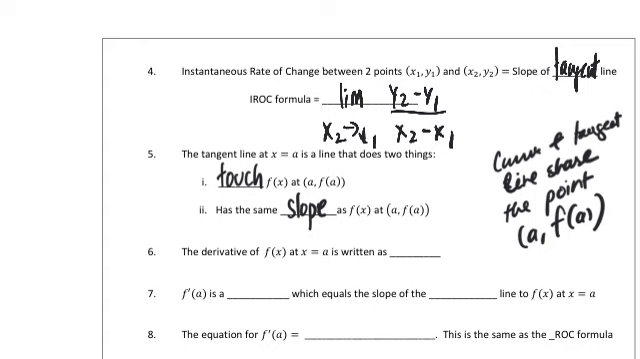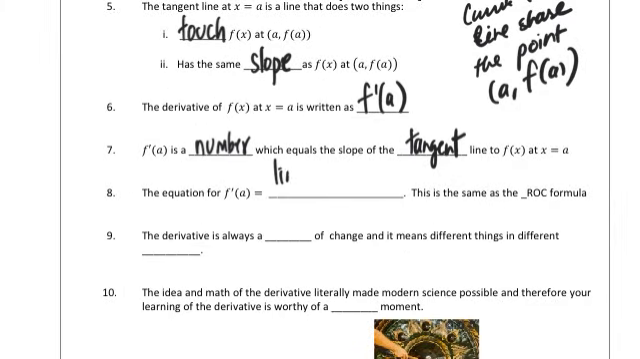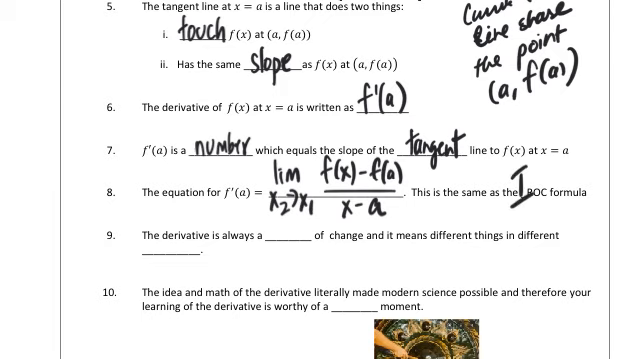The derivative of f of x at a is written as f prime of a. F prime of a is a number, right, which equals the slope of the tangent line to f of x at x equals a, and the equation is basically the same as for the IROC, but we'll write it as f of x minus f of a over x minus a instead of y2 minus y1. This is the same as the IROC formula. The derivative is always a rate of change, and it means different things in different contexts.